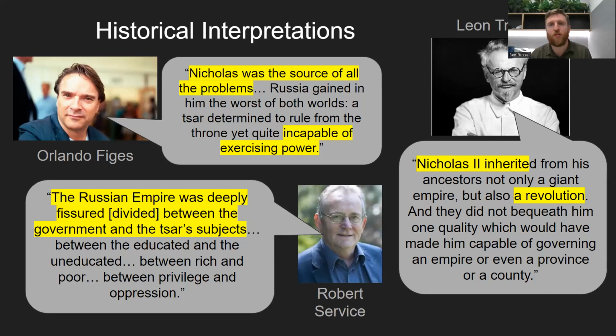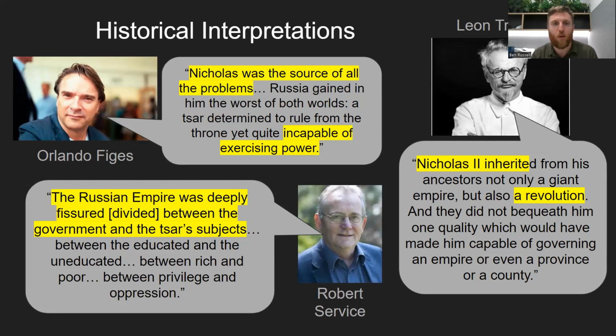It is probably the most comprehensive history of the Russian Revolution. Figes says Nicholas was the source of all the problems. Straight away, he's saying that everything came down to Nicholas. Russia gained in him the worst of both worlds, a Tsar determined to rule from the throne, yet quite incapable of exercising power.